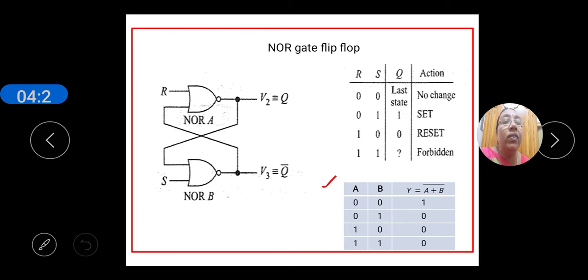This is the truth table for the NOR gate. The two inputs are A and B, and the output Y is equal to (A plus B) the whole bar. Now, in order to know the function of the flip-flop, you must know when a NOR gate is enabled and when a NOR gate is disabled. From the truth table, you can see that when both the inputs are 0, the output is 1. So, the NOR gate is enabled when both the inputs are 0.